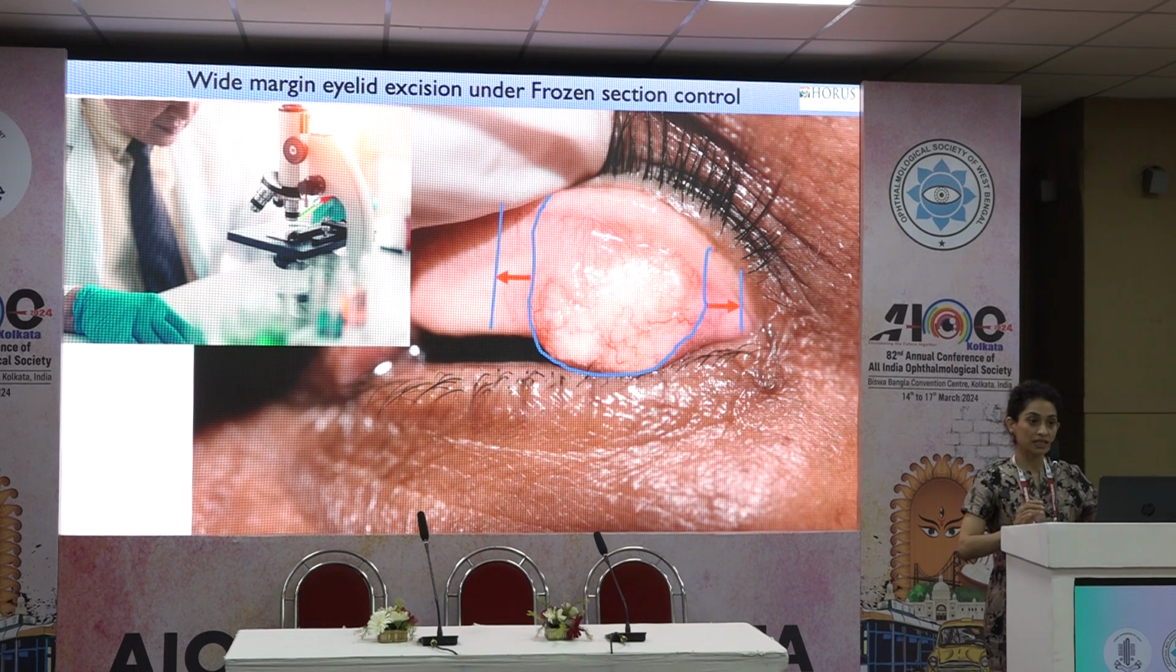Anirban told about basal cell carcinoma, squamous cell carcinoma, sweat gland carcinoma, but there are 3 lethal malignancies of the eyelid. I would go according to the chronological order of severity. Merkel cell carcinoma is the worst, followed by melanoma of the eyelid, and third is sebaceous gland carcinoma. And why? Because regional lymph node metastasis and systemic metastasis is high.